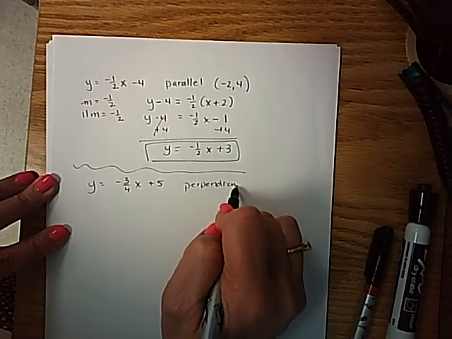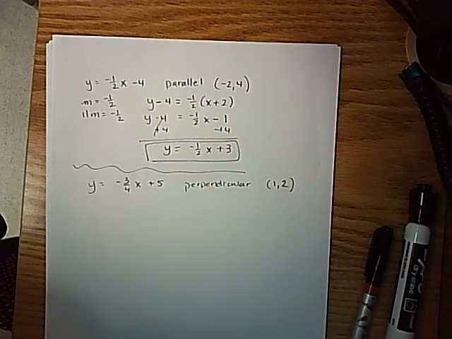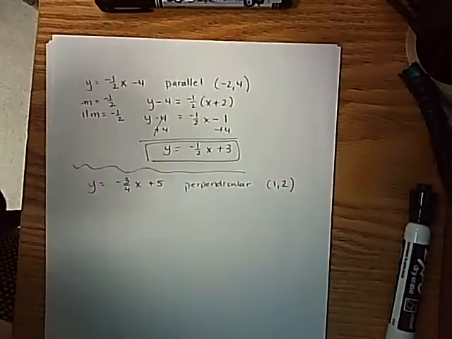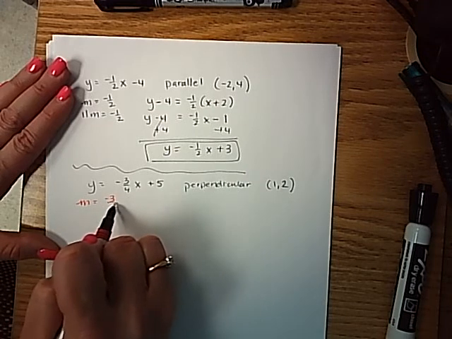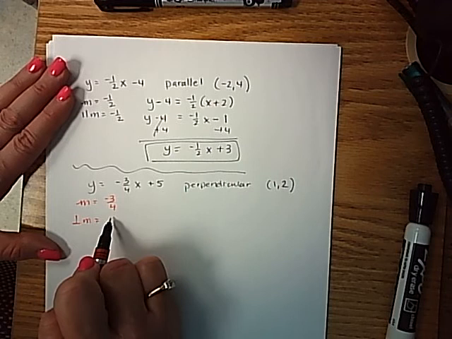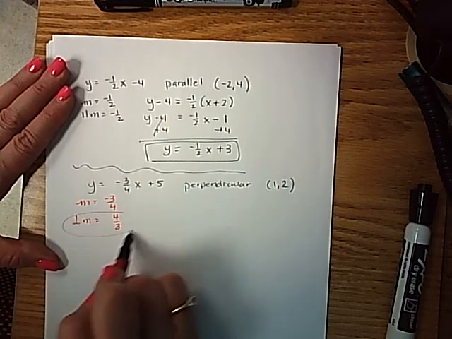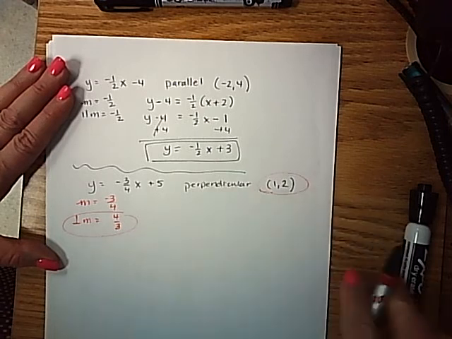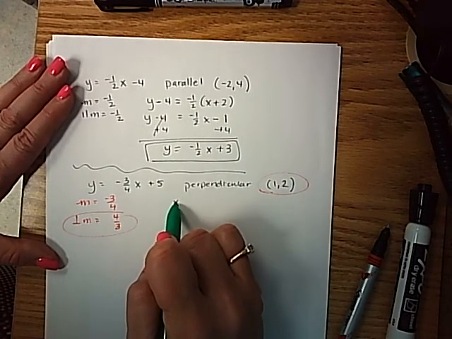Now I want to find the perpendicular line going through the point (1, 2) that is perpendicular to this equation here. So the first thing, again, I'm going to identify the slope. I'm going to identify its perpendicular slope, so it's a negative reciprocal. So here's my slope. Here's my point. And again, I start with my point-slope form. Oops, that's a y, sorry.